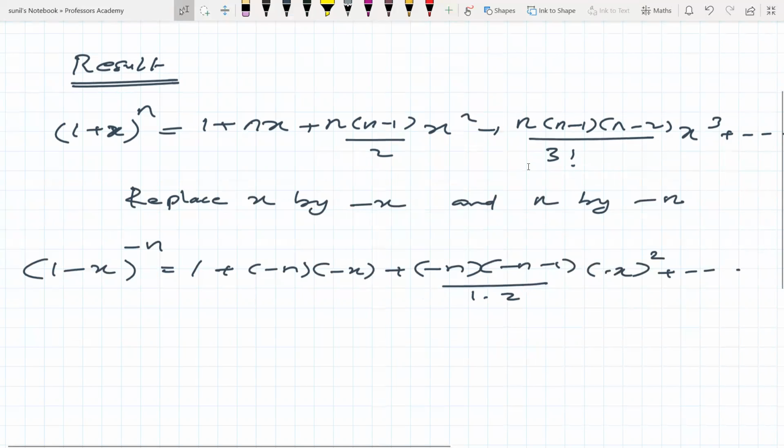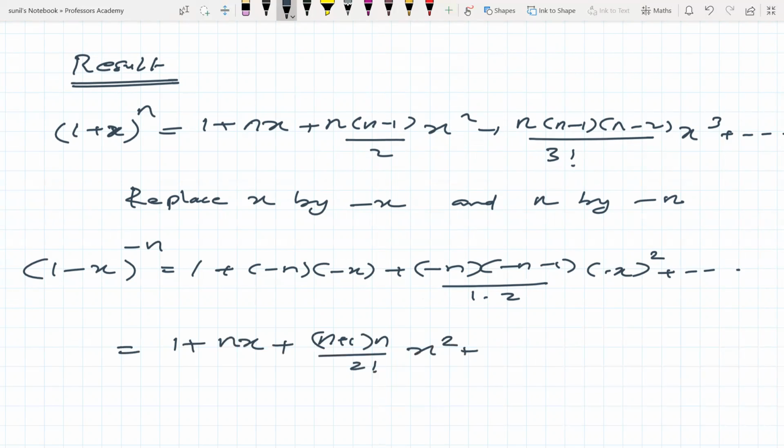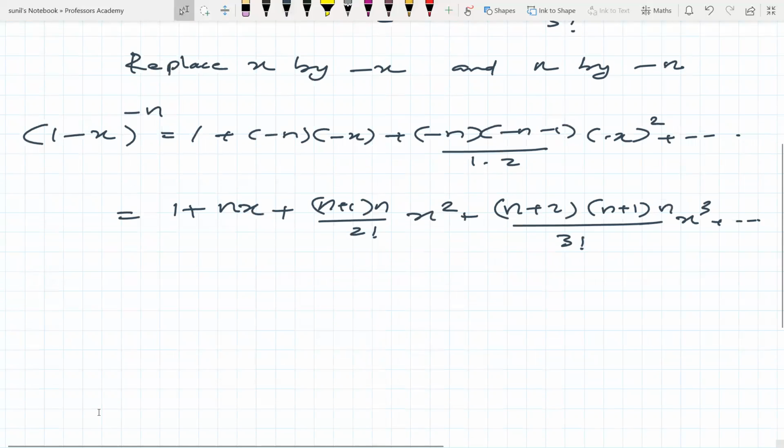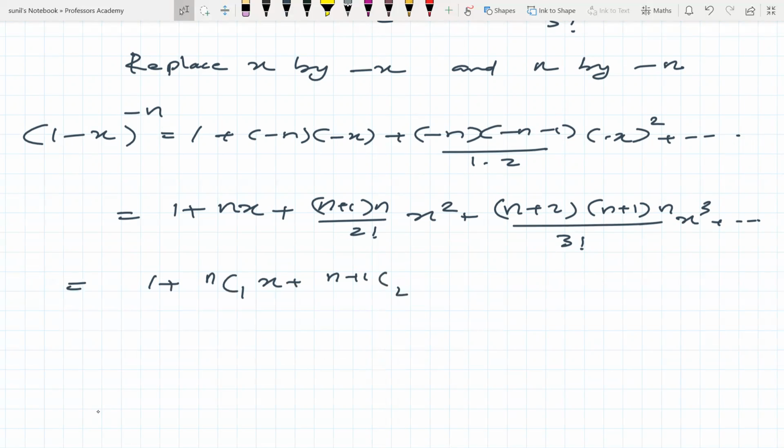So if you are expanding this or multiplying the things properly, this becomes 1 plus nx. Next it becomes n into n plus 1 by 2 factorial into x square. The third term I didn't write it there, but we can take it as n into n plus 1 into n plus 2 divided by 3 factorial x cube, like this. If you convert it into proper notation, this becomes 1 plus nc1 x, n plus 1 c2 x square, n plus 2 c3 x cube. This is the way it is coming.